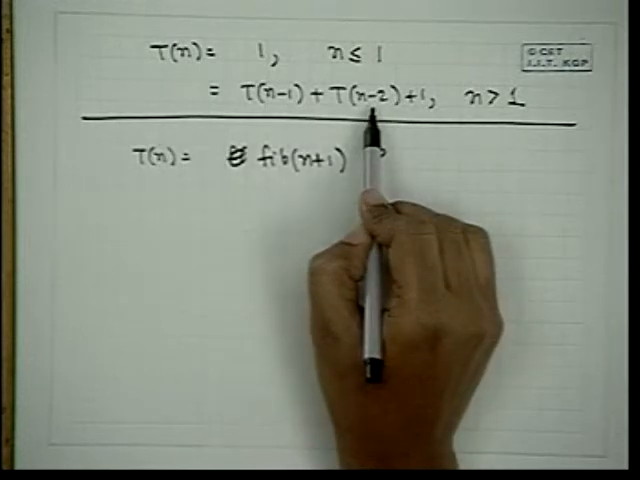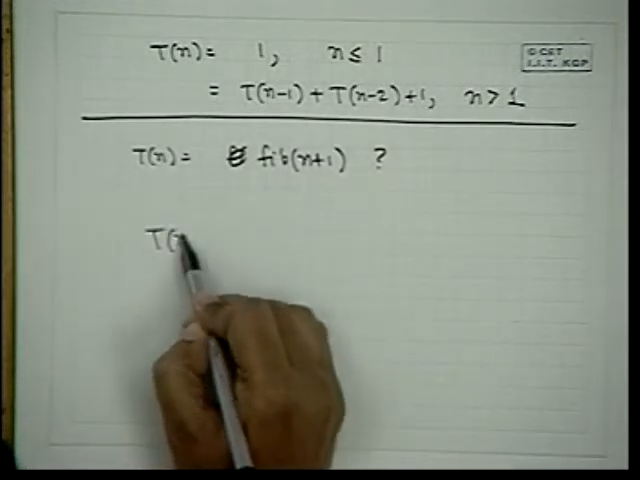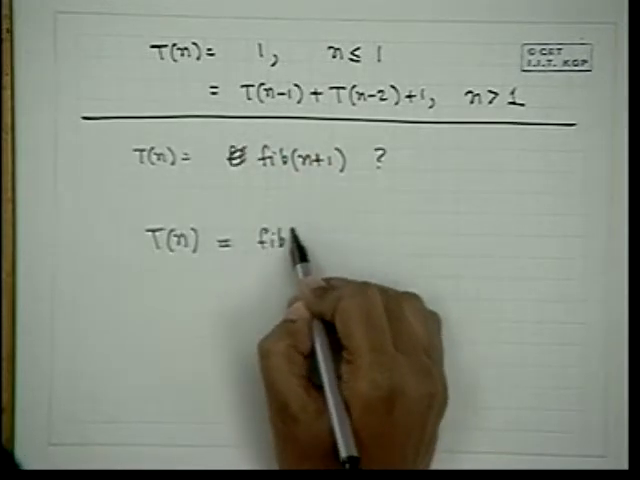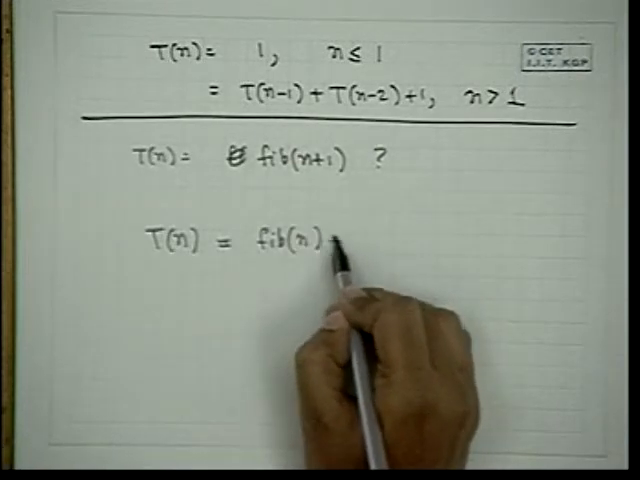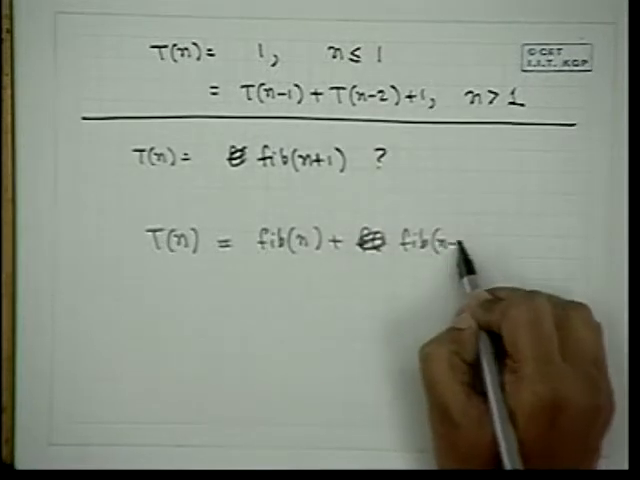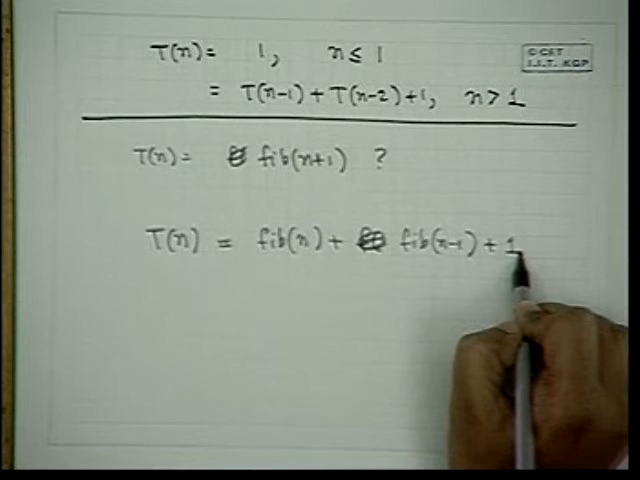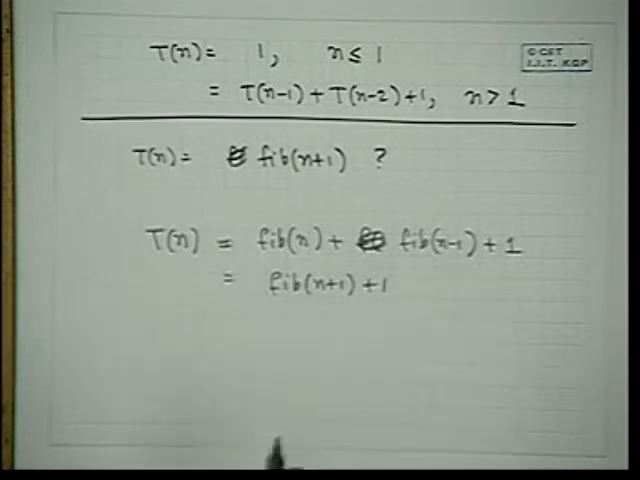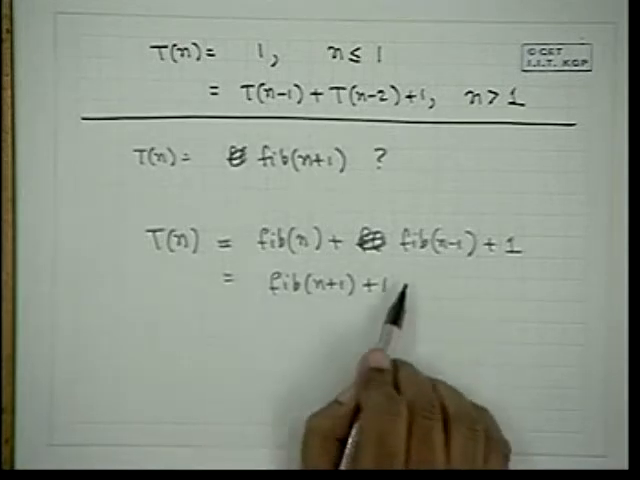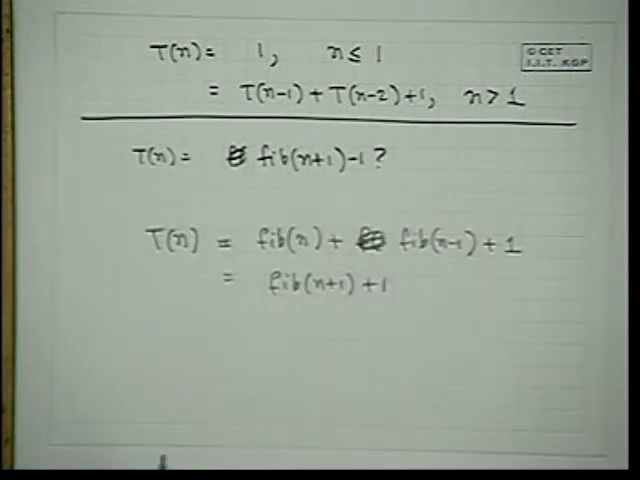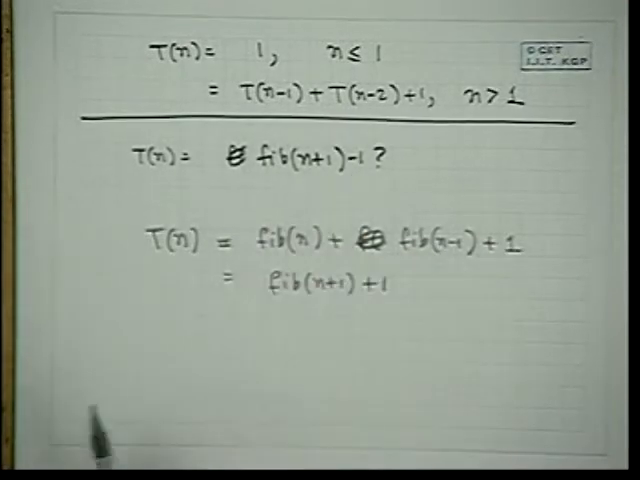Fib n plus 1, so this will be Tn. If Tn is Fib n plus 1, then by induction this must be Fib of n plus Fib of n minus 1 plus 1, which will be Fib of n plus 1 plus 1, which is not true. Looking at this, can you make an adjustment? Put Fib n plus 1 minus 1.